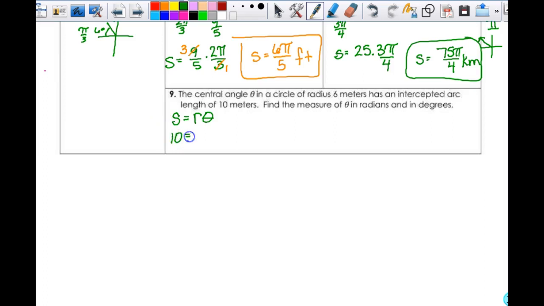10. So 10 is equal to, let's see, the radius is 6 times theta. That means that theta is equal to what? 5/3, because you get 10 over 6. This 5/3. 5/3 what?